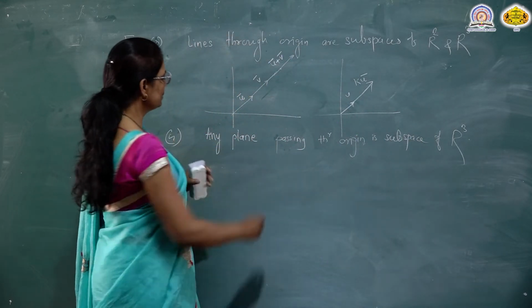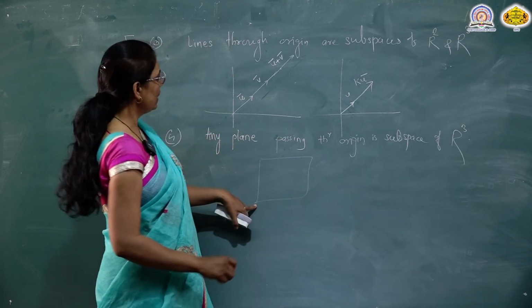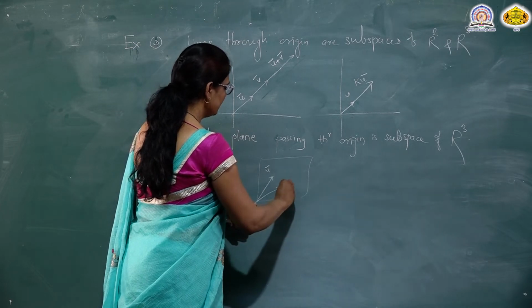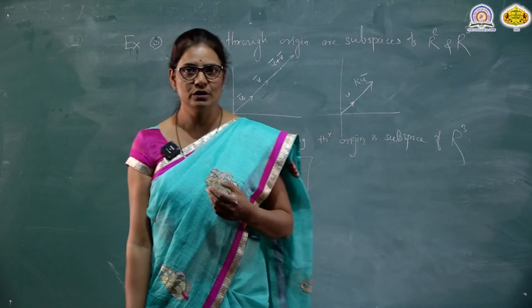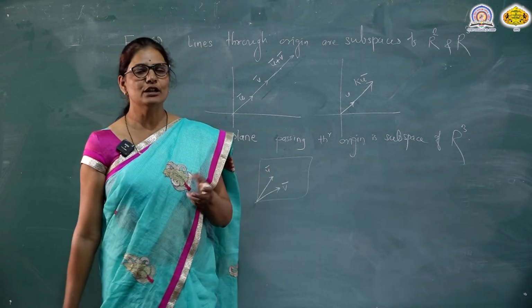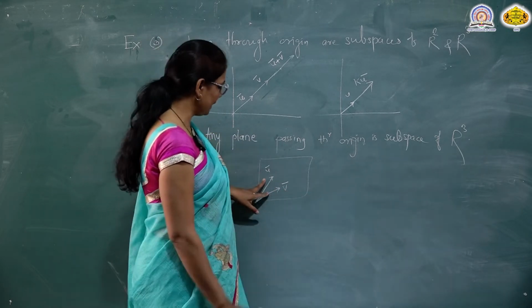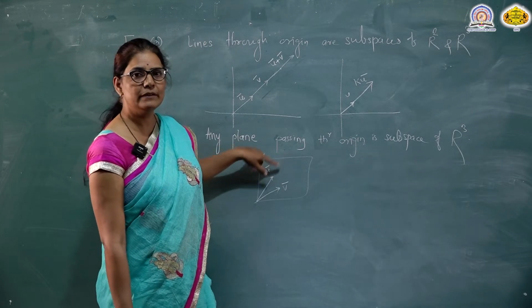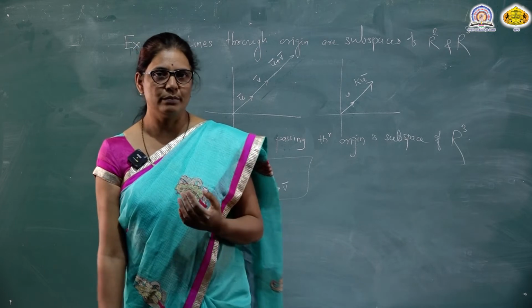So geometrically, suppose we consider a plane which is passing through origin, and consider the first vector u bar and another vector v bar. These two vectors lie on the same plane which is passing through origin. Geometrically, the addition of these two vectors, as well as the scalar multiplication of any vector which lies on the same plane, again belongs to the same plane.